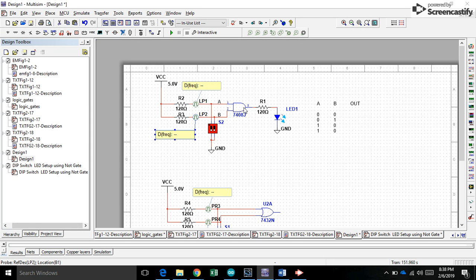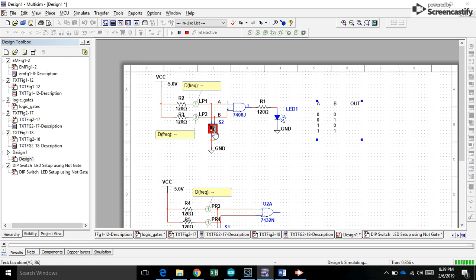So as we know from an AND gate, anytime we have a low, we'll have a low. Anytime we have a high and a low, it'll still be a low. So the only way we're going to get a high on here is when both inputs are high. So in this case, let's turn it on and give it a try here.